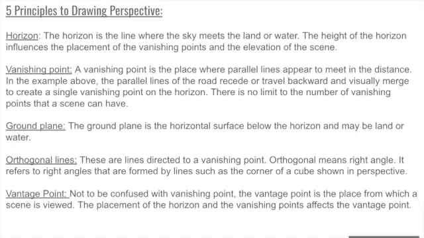A ground plane. The ground plane is the horizontal surface below the horizon and may be land or water. And the orthogonal lines are the lines directed to a vanishing point. Orthogonal means right angle. It refers to right angles that are formed by lines such as the corner of a cube shown in perspective. And the vantage point, not to be confused with the vanishing point. The vantage point is the place from which a scene is viewed.